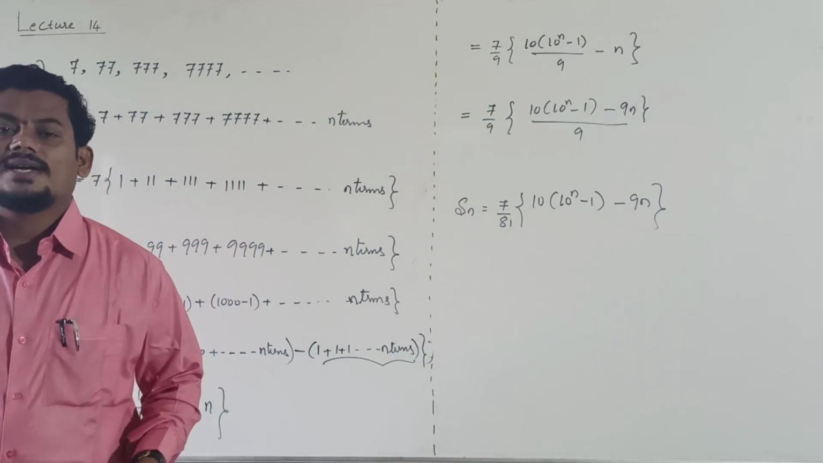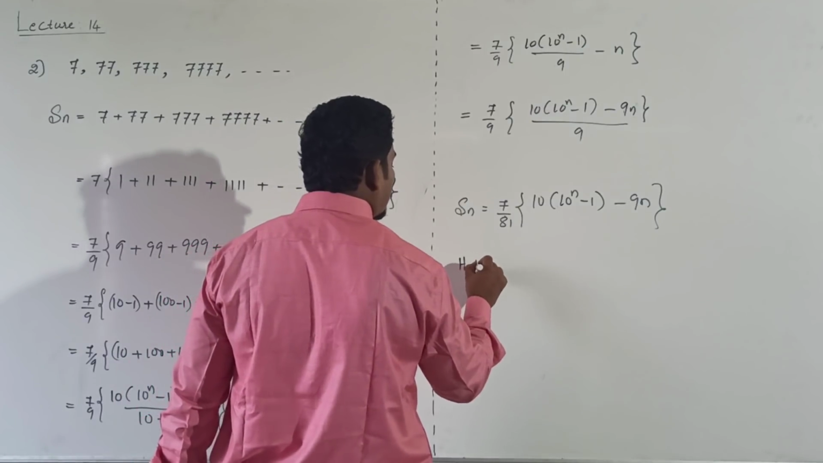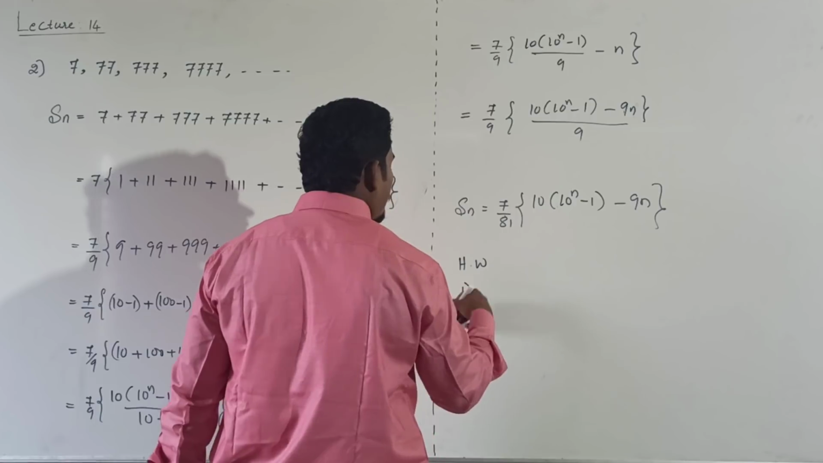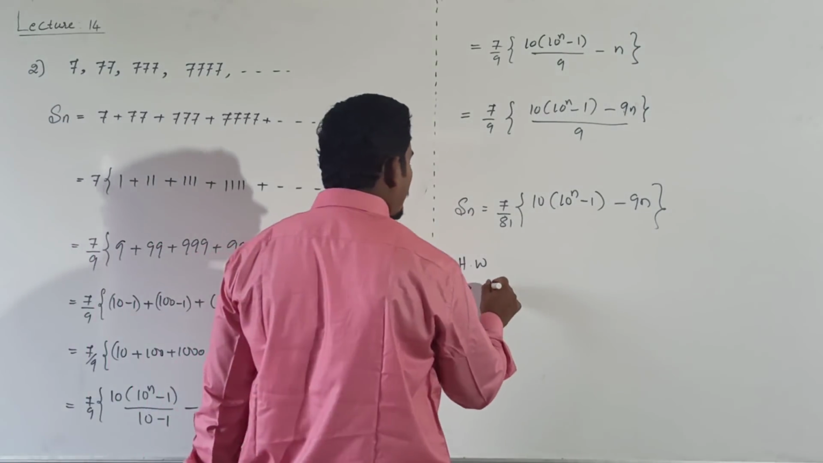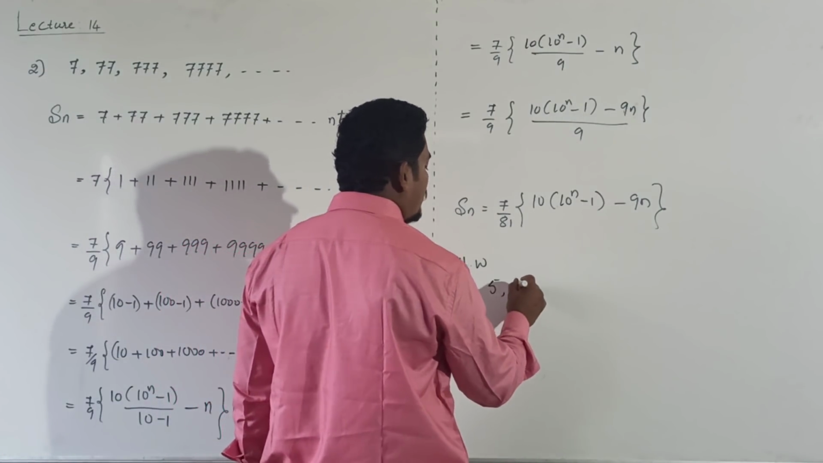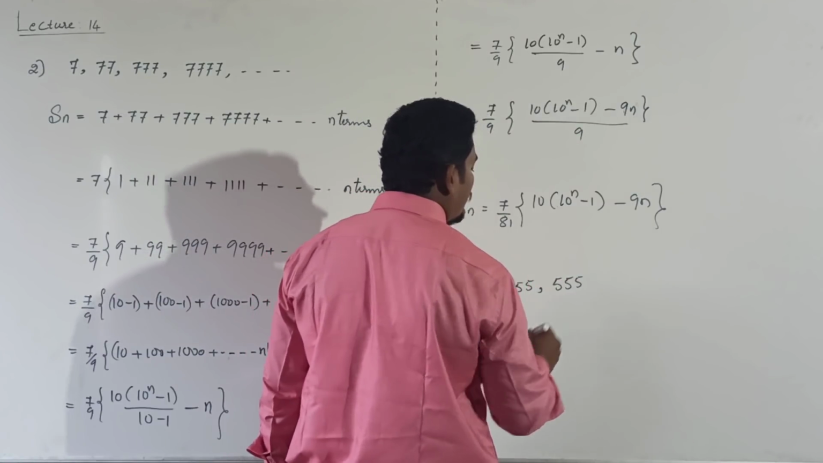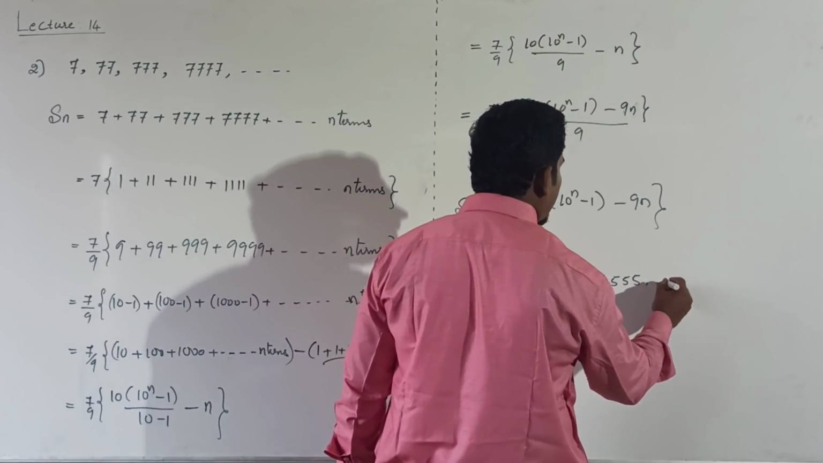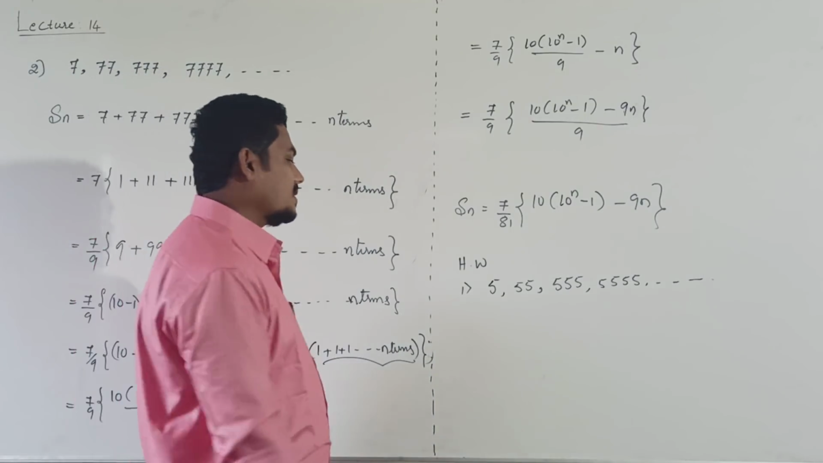This is also an important 5 mark question. Take homework. Find the sum to n terms of the sequence 5, 55, 555, 5555 and so on.